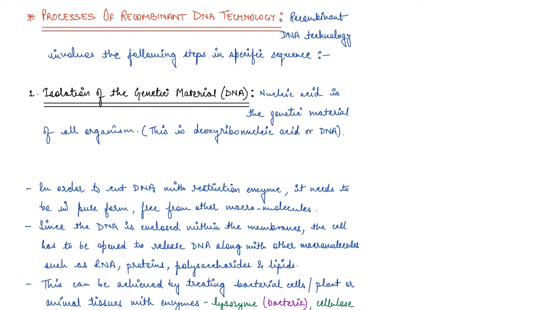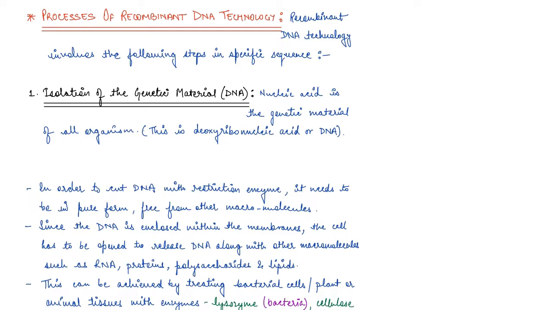So guys, the first step is isolation of the genetic material. Basically this is isolation of the genetic material which will be serving as the alien DNA, which you will be using to create a vector and then transfer it to the host cell, right? So this is the isolation of genetic material.